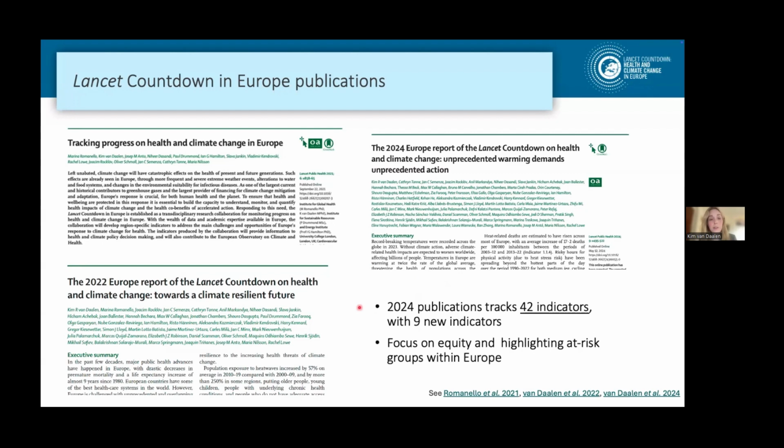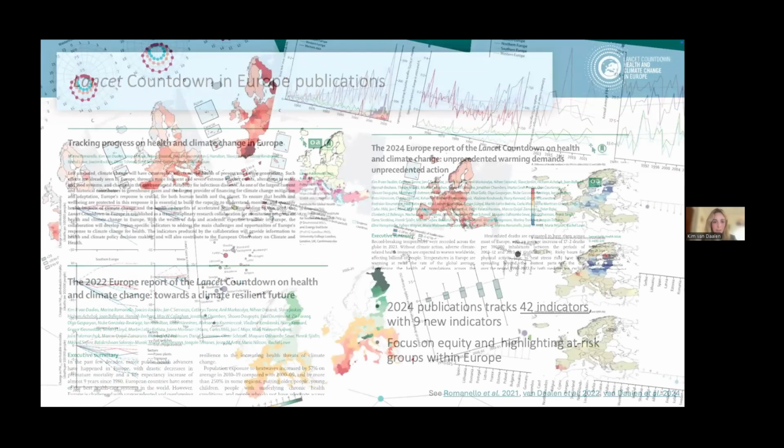But another thing that we wanted to do specifically in this report is focus more on the equity perspective and also highlight at-risk groups within Europe. However, for a lot of the indicators, this has proven to be quite challenging because often data for specific population groups like women or men or high income or low income communities is not always available. But we have been able to do that for a substantial amount of indicators.